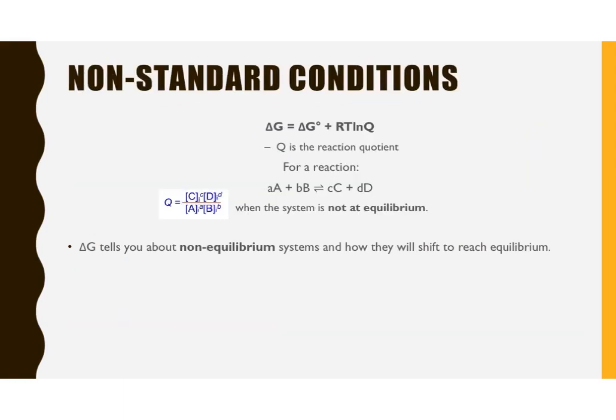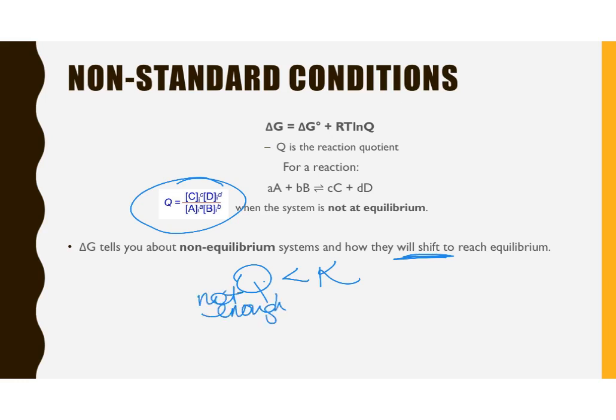And remember, where Q comes in very handy is it tells us which way a system or reaction will shift in order to get to equilibrium. So if Q is less than K, that means that there's not enough product at the current time. And so which way will it shift to reach equilibrium? If there's not enough product and you need more product, it's going to shift right to reach equilibrium.